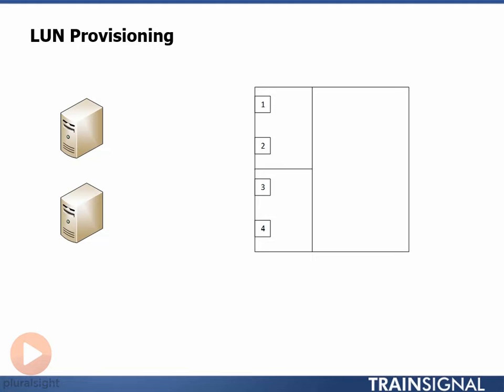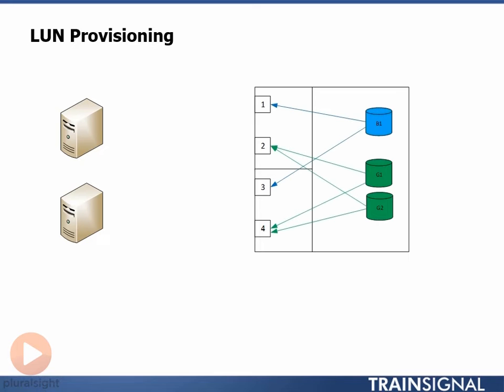Now let's add some volumes to the storage array. As we can see now, we've got 3 volumes, blue 1, green 1 and green 2. I've shortened those to B1, G1 and G2 on the slide, but I'll refer to them as blue and green just because B and G kind of sound the same. Next, we map these LUNs to front-end ports.